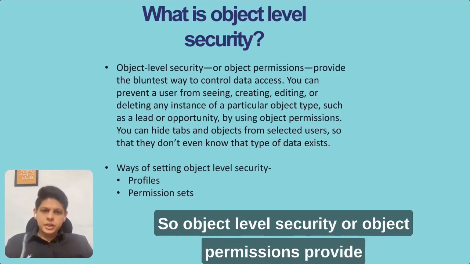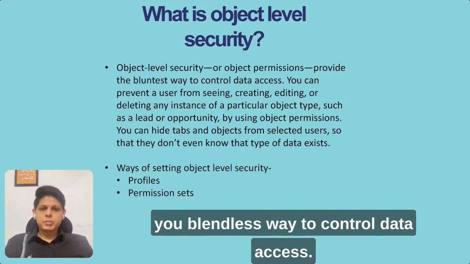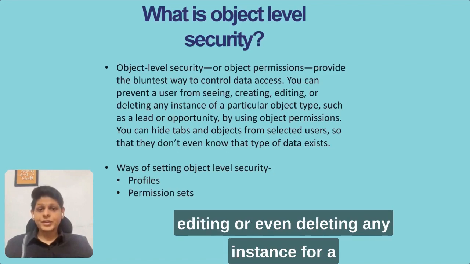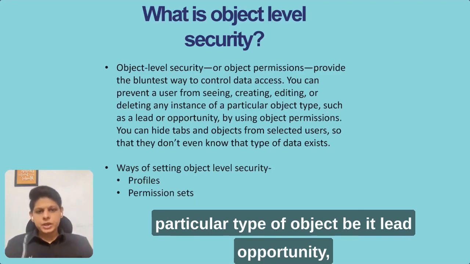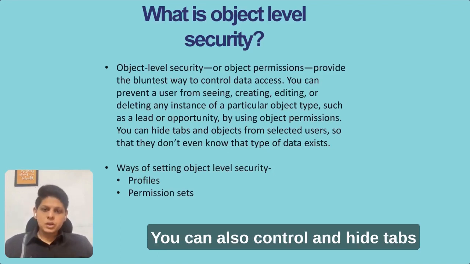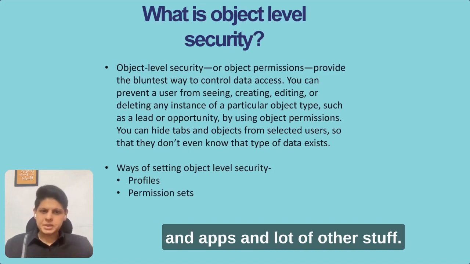So object level security or object permissions provide you a bluntless way to control data access. You can prevent a user from seeing, creating, editing, or even deleting any instance for a particular type of object, be it lead, opportunity, custom objects, standard objects, and whatnot. Right? You can also control and hide tabs and apps and a lot of other stuff.